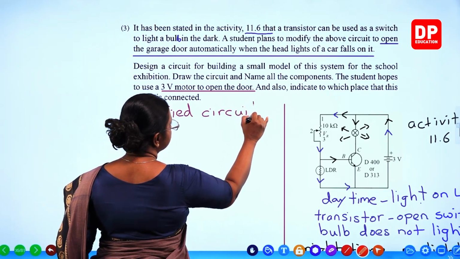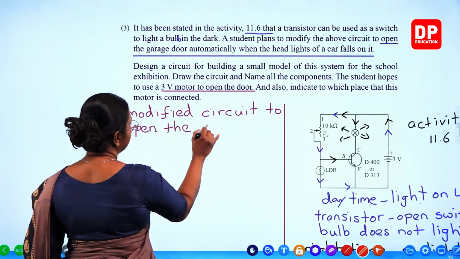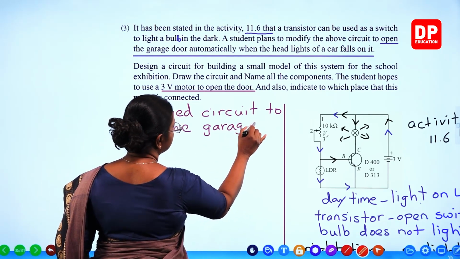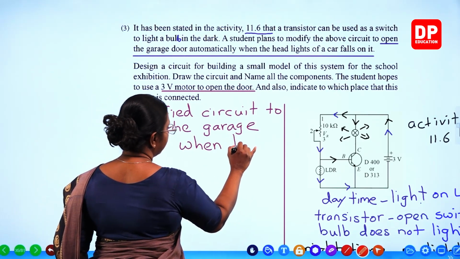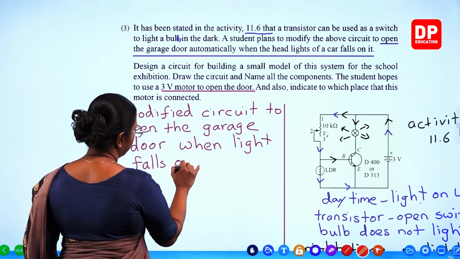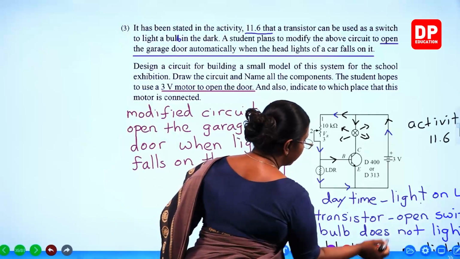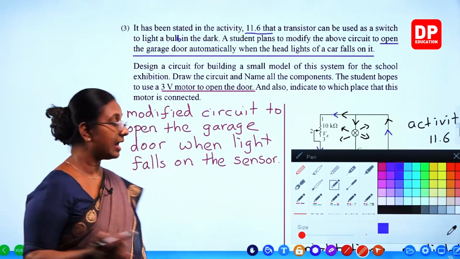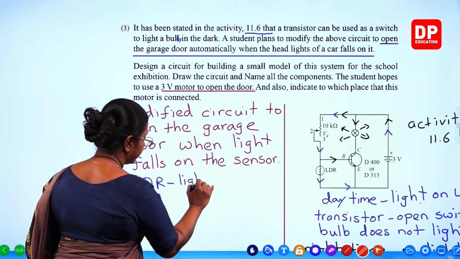Modified circuit to open the garage door when light falls on the sensor. So, here also we need a light sensor. What can we use as the light sensor? You can remember the LDR is usually a light sensor. So, LDR is the light sensor.